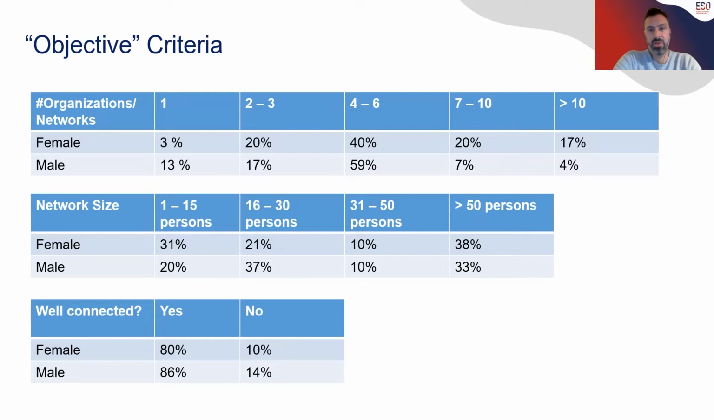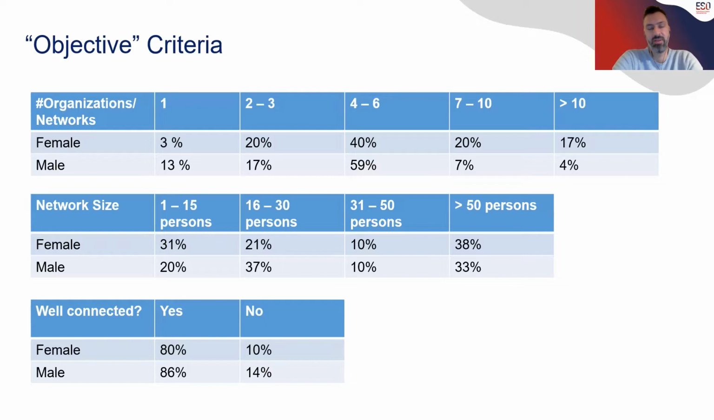If we check the middle, with 4 to 6, we see roughly the same, 42 to 59. But as we go to the higher groups of networks, we can see that females have 20% in 7 to 10, males 7%, and then over 10, we have around 20% of our female participants and only 4% of the male population. So I think this is a nice table showing that, at least in my network, female participants are good networkers and are part of multiple networks. It's not the case that they are less effective in being part of a network.